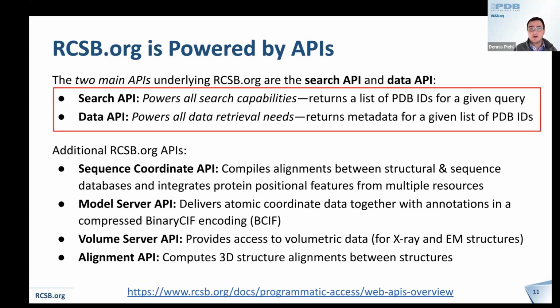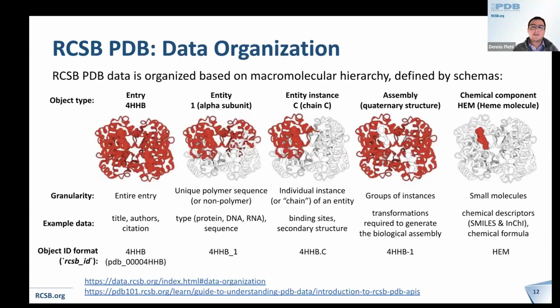So for purposes of today's webinar, though, we're going to be focusing just on these two APIs, the search API and the data API, not just because they're the two main ones that underlie rcsb.org, but because these are the two that are currently supported by the Python package that we'll be presenting. So these APIs are heavily dependent on the way that data is organized in rcsb.org, and this organization is important because it influences how you can search and retrieve data.